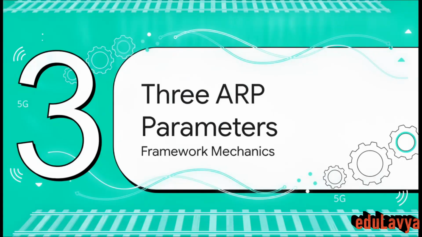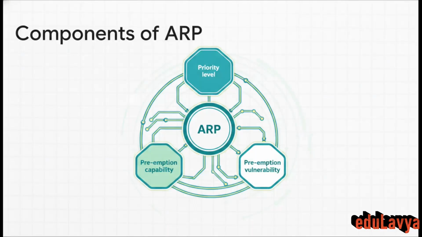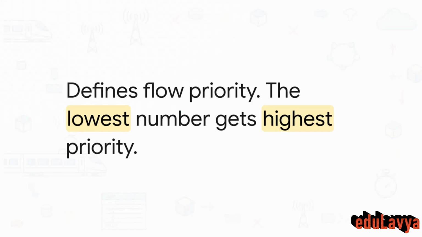That brings us to Section 3, the 3 ARP parameters. Now, ARP isn't just one single magic number. I want you to pay close attention here because it's actually a 3-part framework. The 3 components are priority level, preemption capability, and preemption vulnerability. These 3 parameters are constantly interacting behind the scenes to manage the quality of service flow across the entire railway network. Let's unpack the first parameter, priority level.